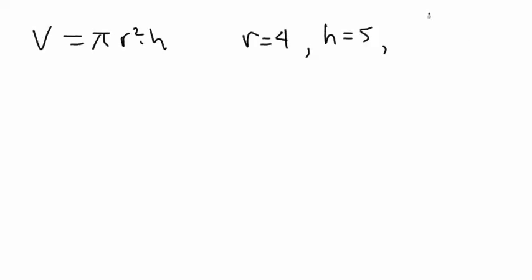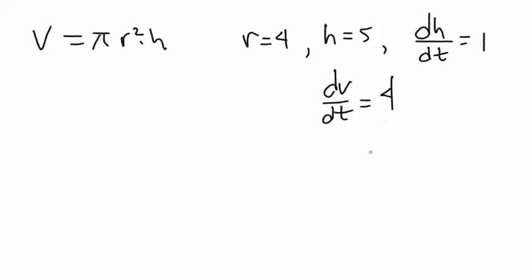I guess we'll just use black again. So we have volume is equal to, well, I should just say V, pi r squared times h. Now, here's all the things they gave us. R is equal to 4. H is equal to 5. dh over dt is equal to 1. And dv over dt is equal to 4. And we want to find dr over dt.